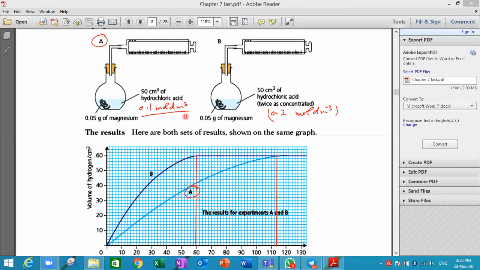The more concentrated the acid, the faster the rate of the reaction will be. Yes, excellent. The more concentrated the acid, the faster will be the reaction. So this is our conclusion from this experiment.